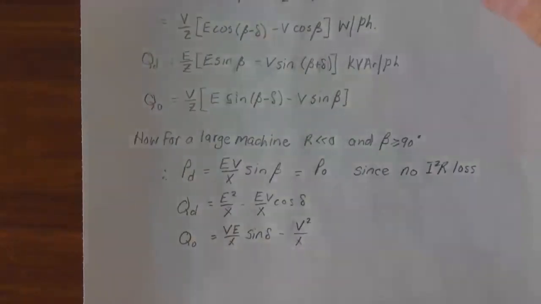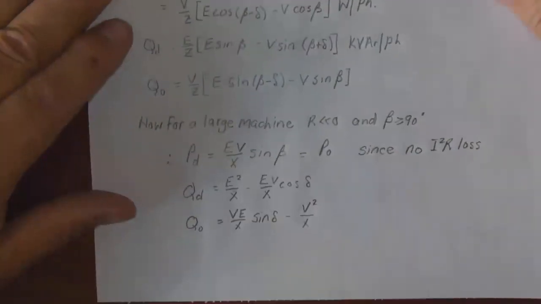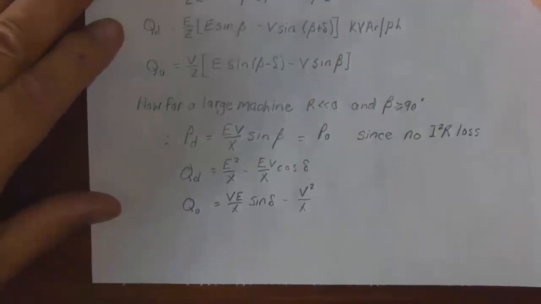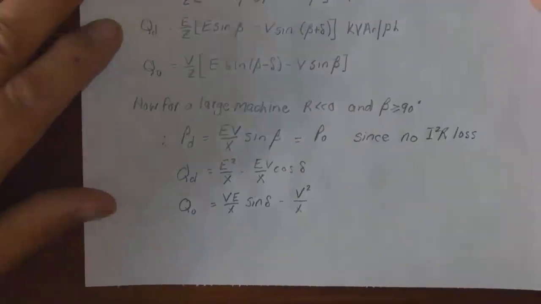Now for a large machine, R tends to 0, and that means beta becomes close to 90 degrees. So then this simplifies to P developed is EV over X sine delta, and that is the same as the output power since I squared R losses are now ignored. Q developed is E squared over X minus EV cos delta, and Q naught is V E over X cos delta minus V squared over X.